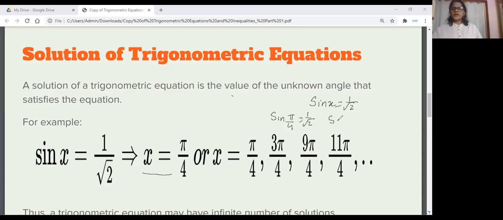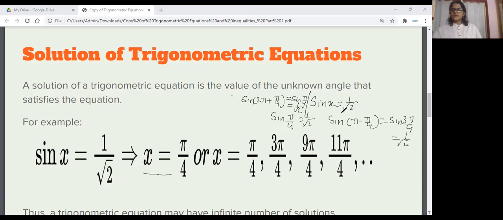If I write sin of pi minus pi by 4, it means sin 3 pi by 4 equals 1 by root 2. If I write sin of 2 pi plus pi by 4, sin of 2 pi plus theta equals sin theta, so this equals sin pi by 4, which equals 1 by root 2. So we can get many more values.